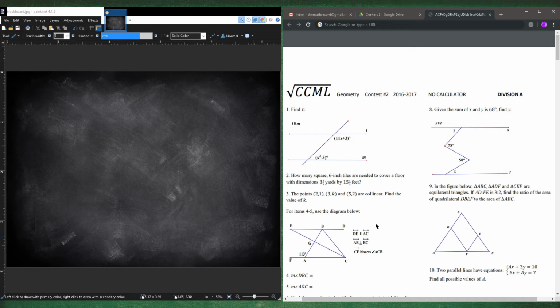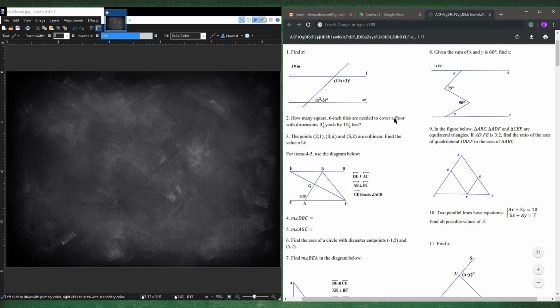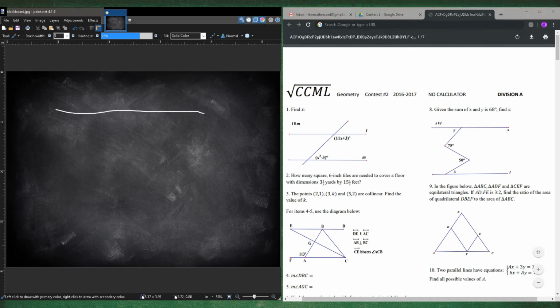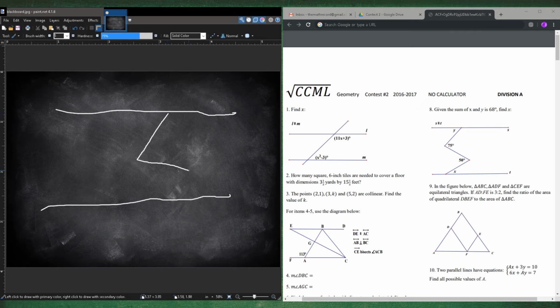And then number 8. Given that the sum of x and y is 68, find x. So this kind of diagram, let's just draw it out. I'm just going to move it a little bit over right here. It doesn't really change anything. So this is 75, and this is 50. And over here is x, and over here is y.